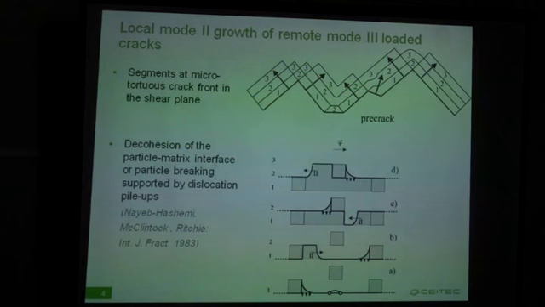The other possible way is this model published a long time ago, where the dislocation pileups at particles create decohesion, and then the crack can again propagate by local mode 2.